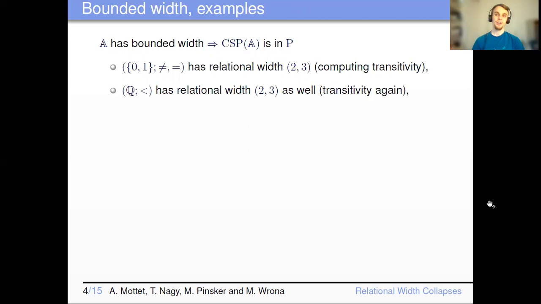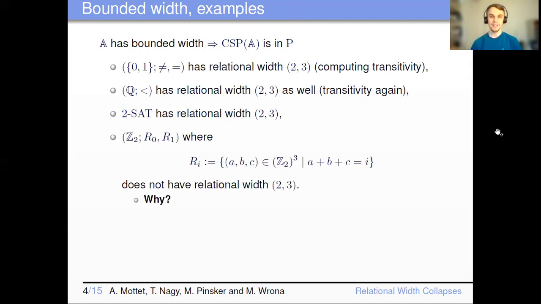The other structure that has relational width 2, 3, for very much the same reason, is just the rationals together with the usual linear ordering. And the last structure that I want to mention here is just a well-known computational problem, 2SAT, that has relational width 2, 3 as well. On the other hand, there are of course structures that do not have relational width 2, 3.